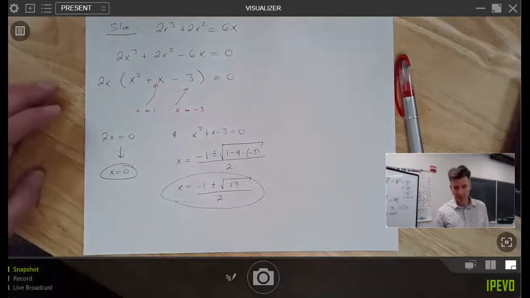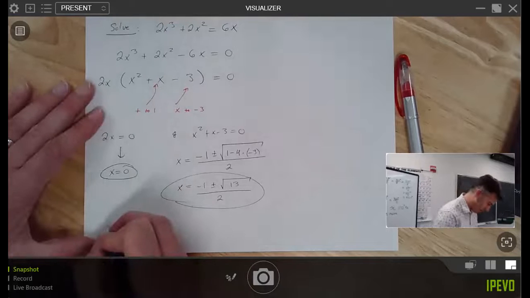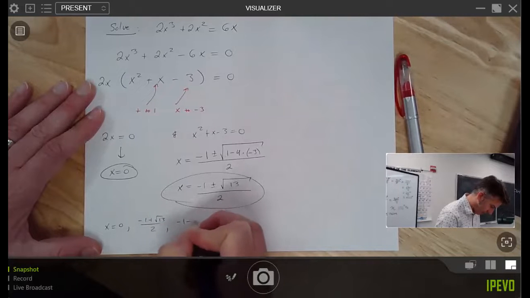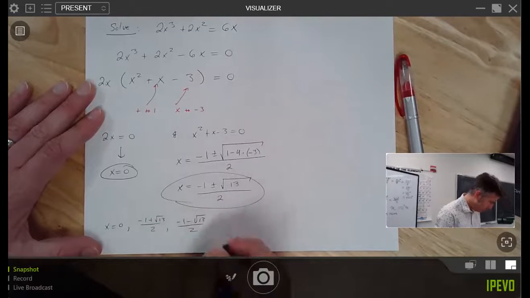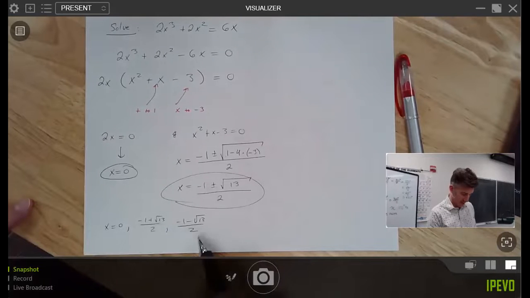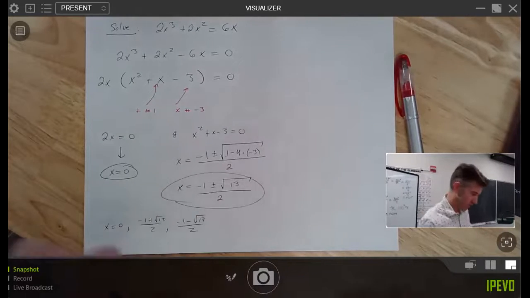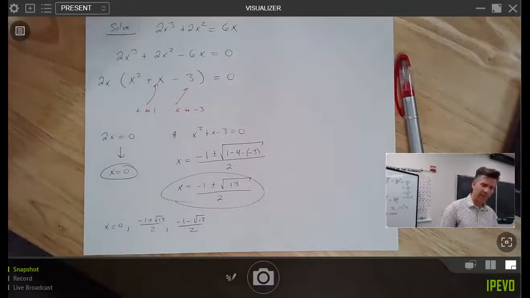If you really wanted to, you could write it as 3 separate answers: x equals 0, -1 plus root 13 over 2, and -1 minus root 13 over 2. But honestly, there's no need to write it like this. If you write it like this and like this, that is more than fine.